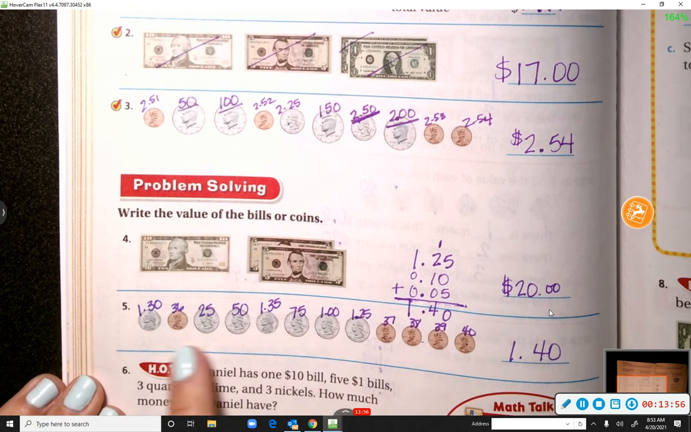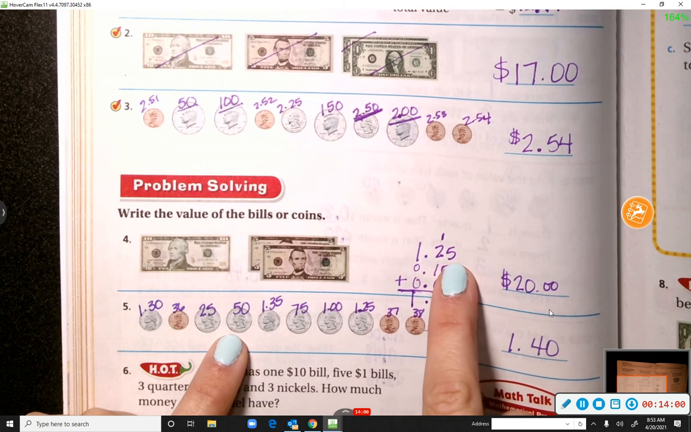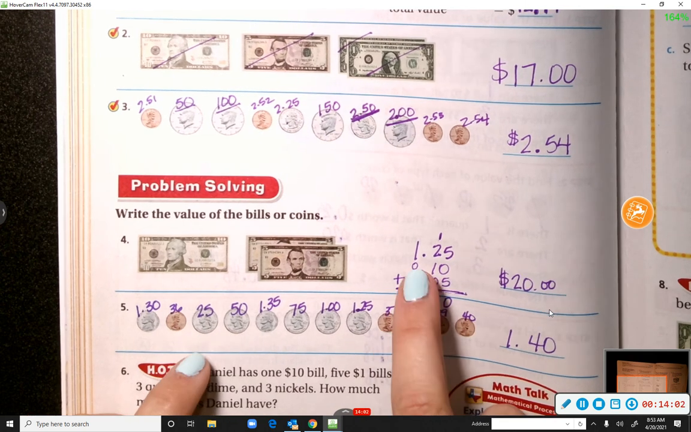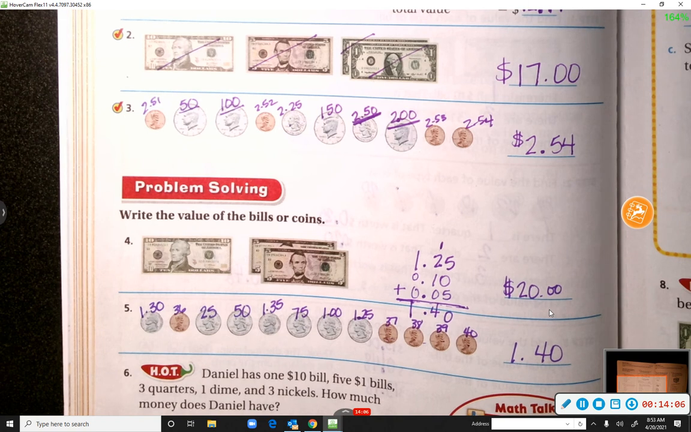Okay, skip counting, and then taking the value of the quarters, we wrote that down. The value of the nickels, write it down, and the value of the pennies, add them up. Okay.